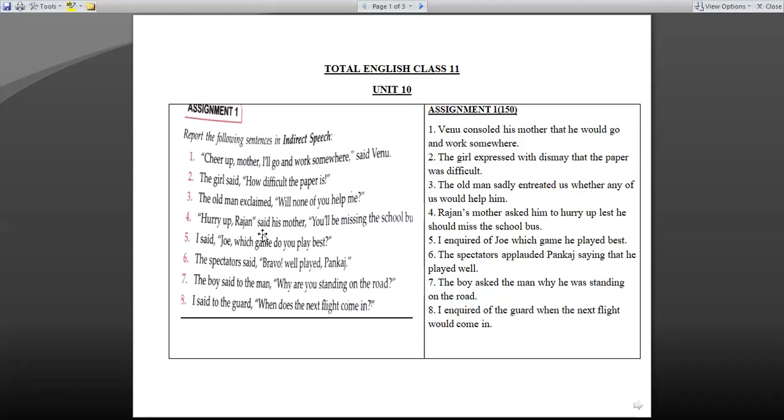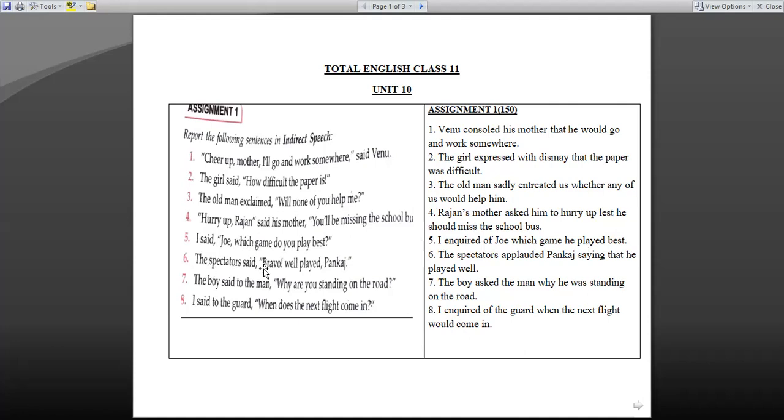Fourth one, hurry up, Rajan, said his mother. You will be missing the school bus. Rajan's mother asked him to hurry up, lest he should miss the school bus. Fifth one, I said, Joe, which game do you play best? I inquired of Joe which game he played best.